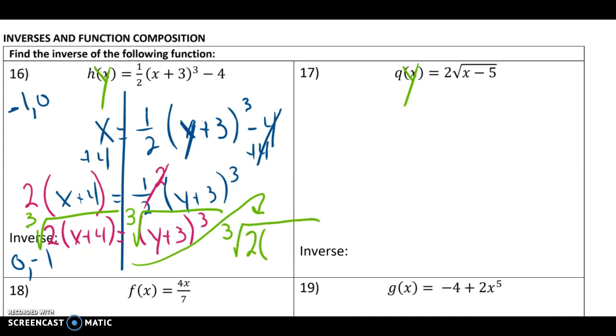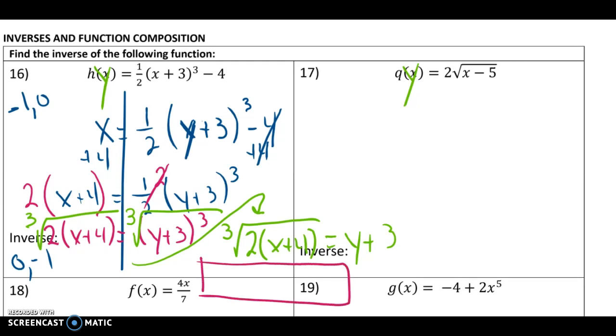And again, you could distribute that too if you want. And on the right side, we have y plus 3. And now to get y by itself, I'm going to subtract 3. So when I'm done, in this box right here will be the final answer. I'm going to have the cube root of 2 parentheses x plus 4. I'm going to close those parentheses, and then I will be subtracting 3. And that subtracting 3 is on the outside.